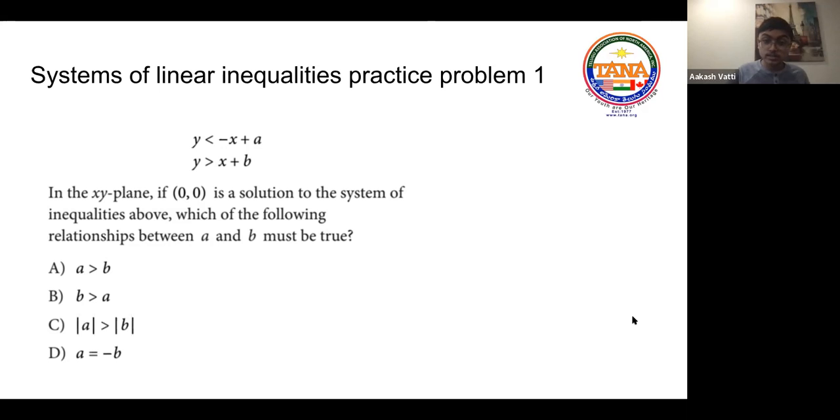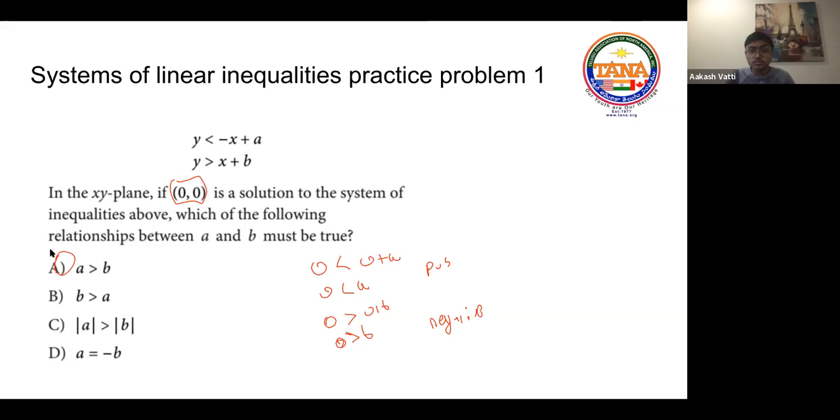All right, I'll solve this question now. What you do for this question is you can just start plugging in zeros for x and y, since that is the solution to this equation. So you get 0 is less than 0 plus a, which is just 0 is less than a. And if you plug in 0 for the other equation, you get 0 is greater than 0 plus b, which is just 0 is greater than b. Because a is greater than 0, you know a is positive. And since 0 is greater than b, b is negative. And from that, you can tell that a is greater than b.